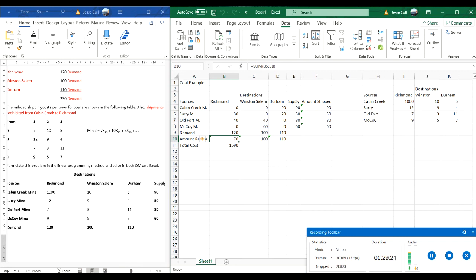So hopefully everybody's clear. In the next section, we're going to look at a new type of transportation problem. This is a base transportation problem.